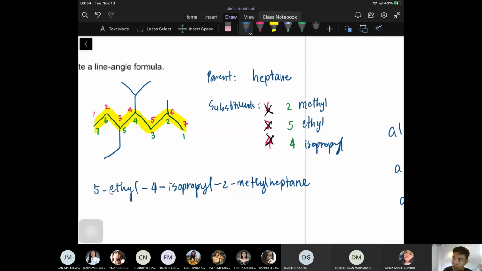Hindi po necessary capitalize yung first letter. Hindi naman to common name, no? Hindi naman siya pangalan ng tao. So, okay lang kahit small letters, no? So, ganun lang.